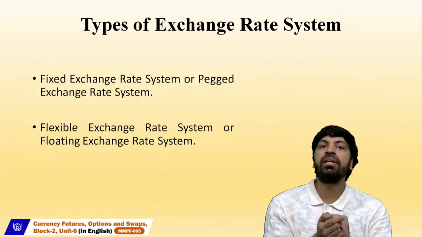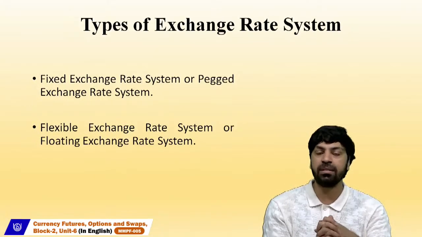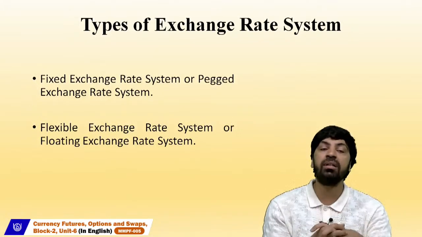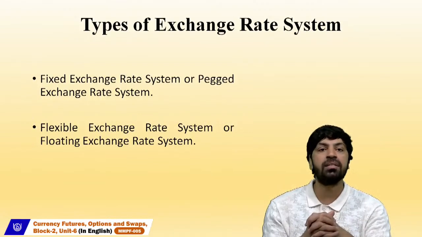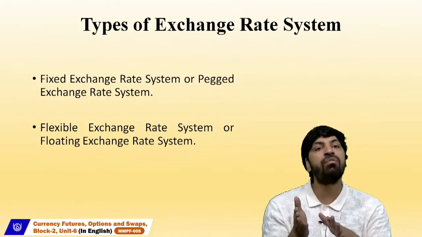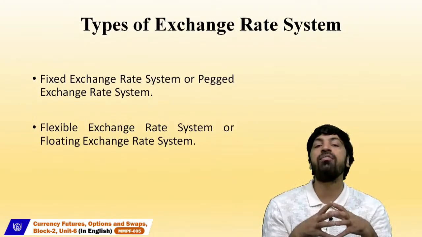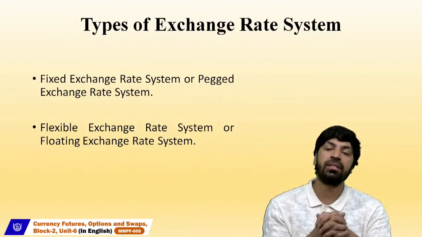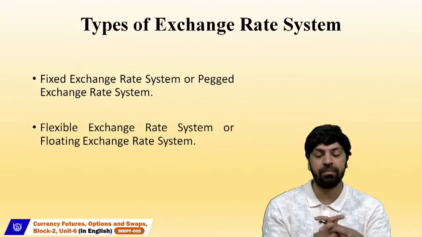Let's talk about the next important section, that is the types of exchange rate system. As you are well aware, there are two main types of exchange rate system, that is fixed and floating exchange rate. In other words, it could also be called the pegged exchange rate or the floating exchange rate system, or a flexible exchange rate system.